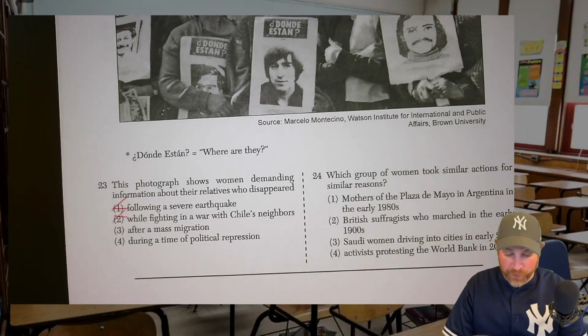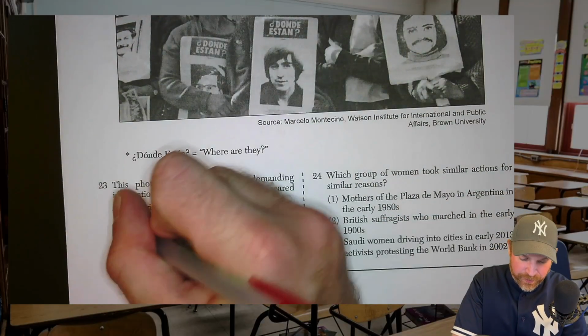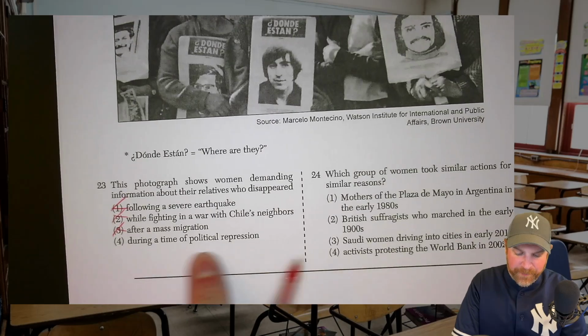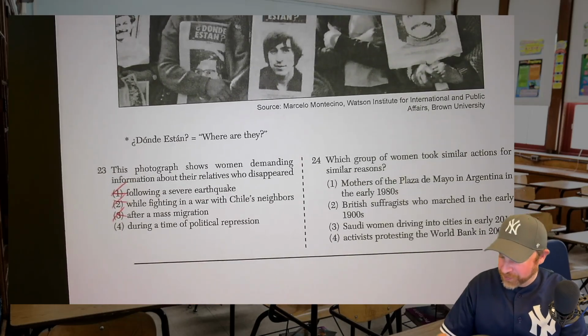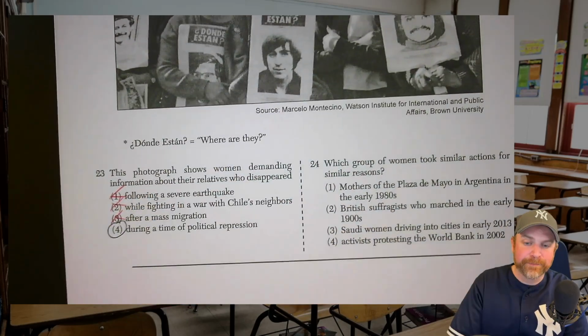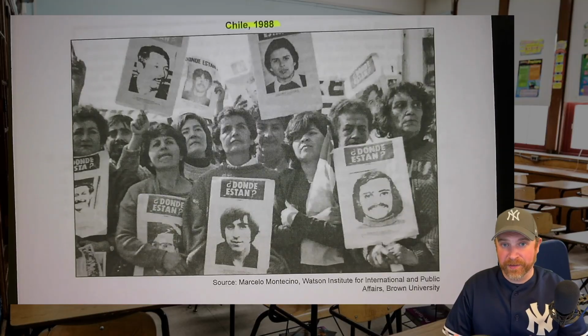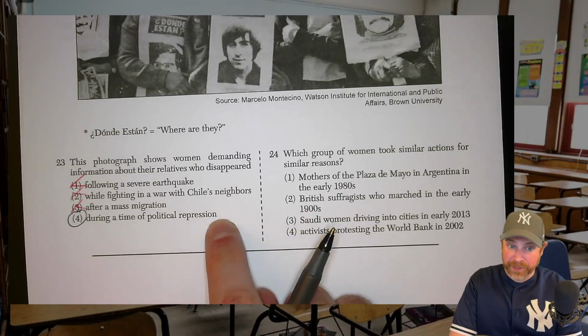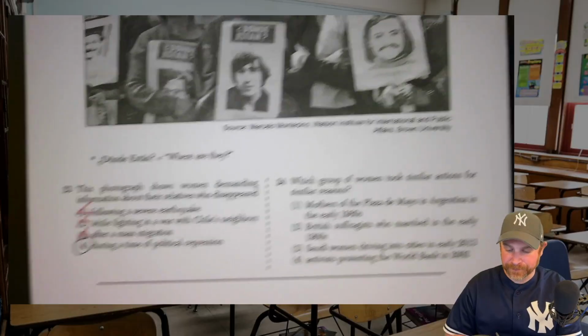Choice 3 says, after a mass migration, nothing to do with the image. During a time of political repression is your answer, right? Repression means people being put down. People were being arrested or executed for having socialist ideas, or even if they were suspected of having those ideas. That to me sounds like political repression. Okay, so certainly that's going to be the best answer for number 23.